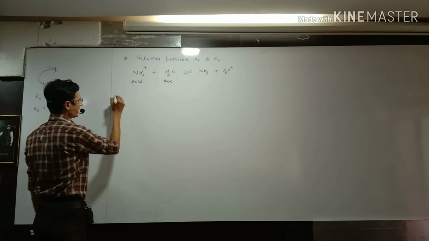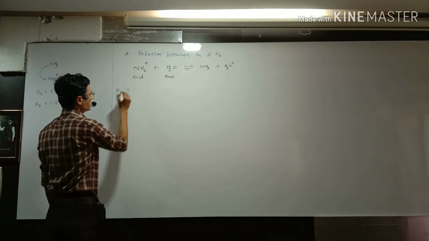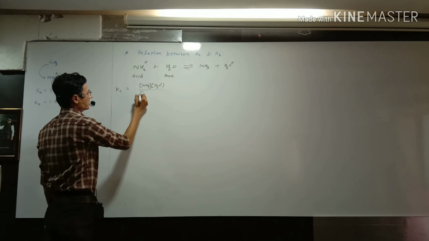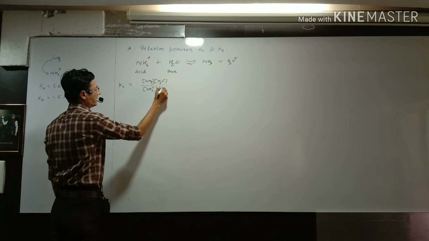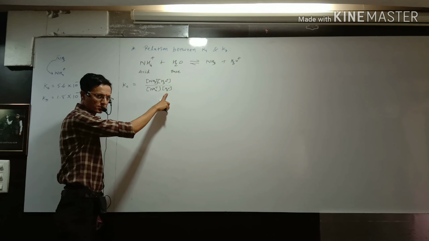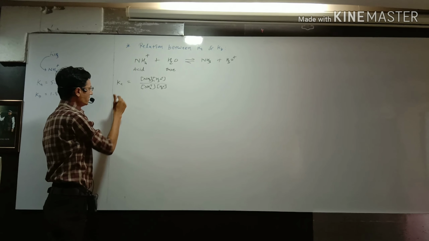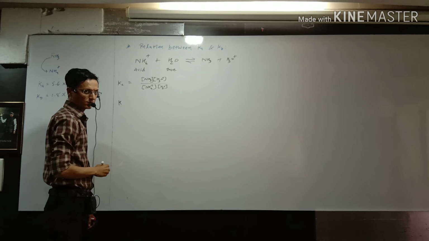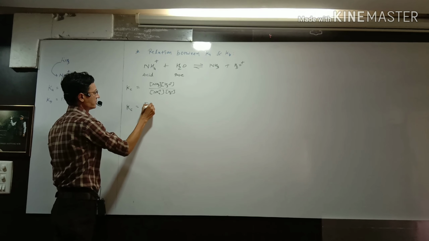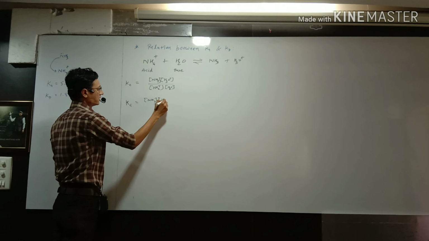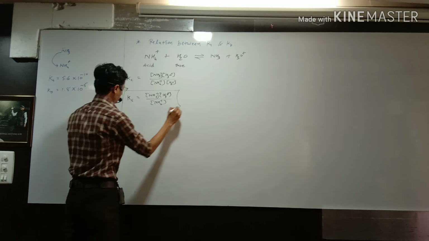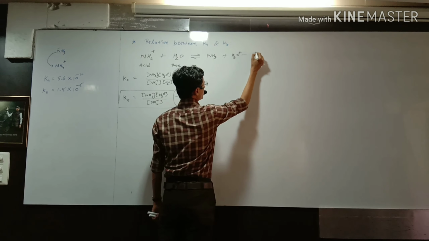For this reaction, if we write the equilibrium constant Kc, it will be the concentration of ammonia times the concentration of H3O plus, upon the concentration of ammonium ion and the concentration of water. As we know, the concentration of water remains constant, so it is multiplied with this constant and becomes a newer constant, which is the ionization constant of this acid, Ka. So Ka for ammonium ion is the concentration of NH3 and H3O plus upon NH4 plus. We will call this equation 1, and this reaction is numbered as reaction 1.